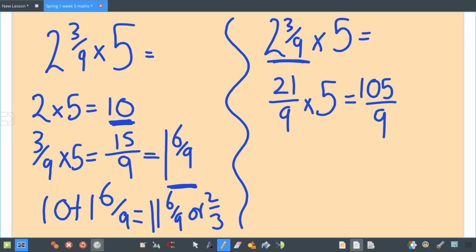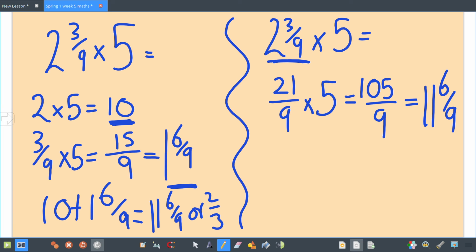So now you need to think, how many 9s go into 105? Well, I'm hoping you're thinking, well, 9 9s is 81. Sorry, not 9 lots. 99 is 11 lots, and then you've got 6 left over. My brain is tired, sorry guys.